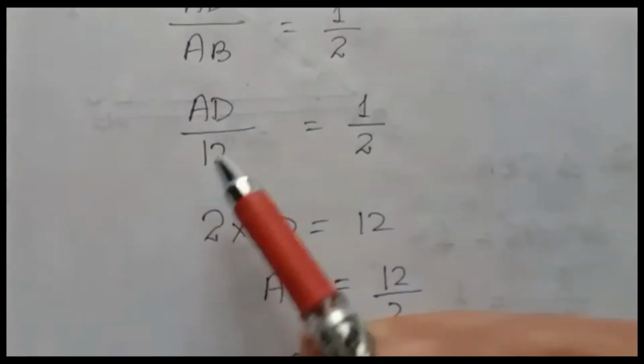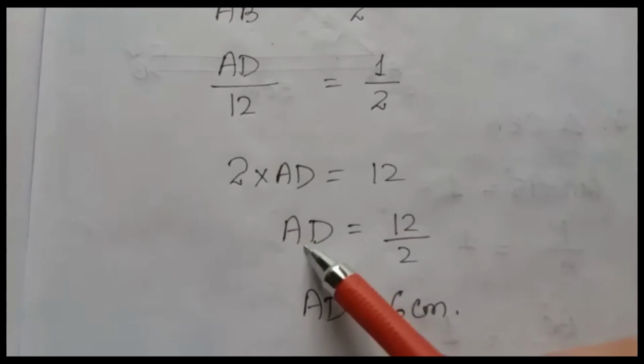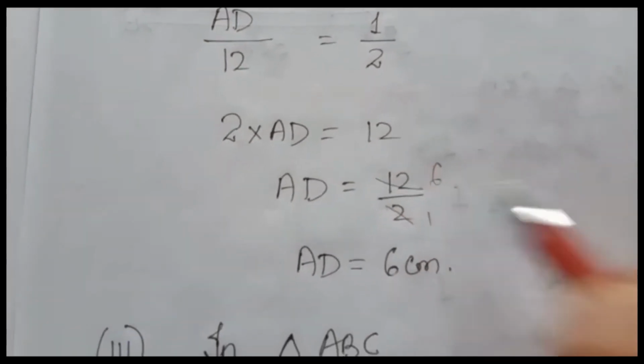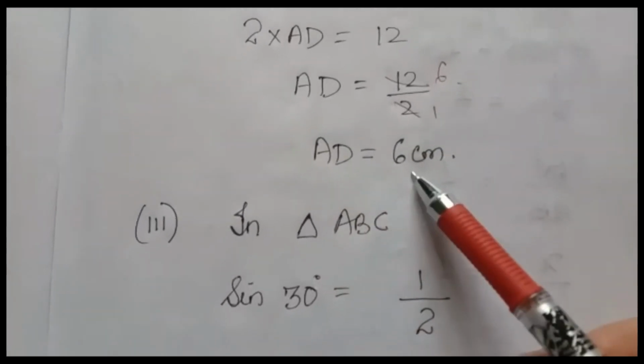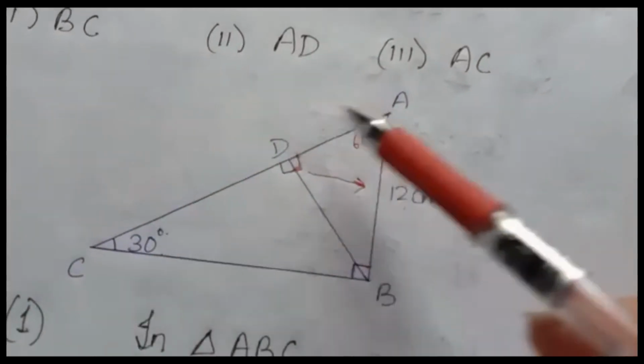Cross multiplication. AD into 2 is equal to 12 ones are 12. So AD is equal to 12 divided by 2. 2 ones are 2, 2 sixes are 12. So the value of AD is 6 centimeter. Now we have one more question. We have to find AC.